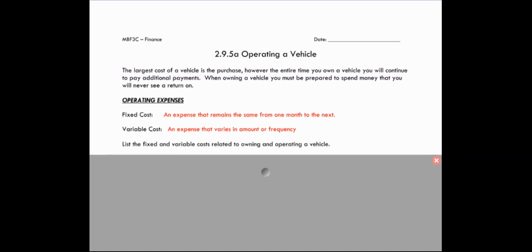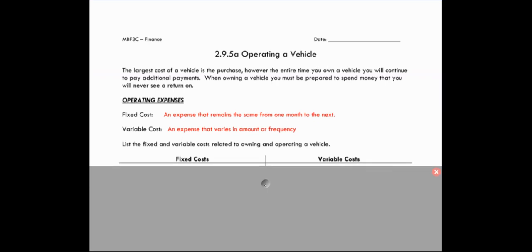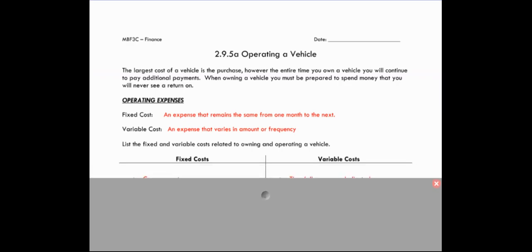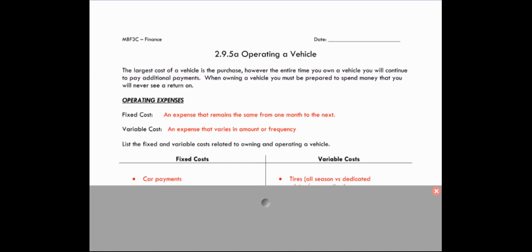List the fixed and variable costs related to owning and operating a vehicle. So you can think about those things. Think about a few different examples, and we'll look at this chart. Some of the fixed costs will kind of go back and forth either side. Usually your car payments are fixed costs because they're a regular thing you do each month. A variable cost would be your tires.